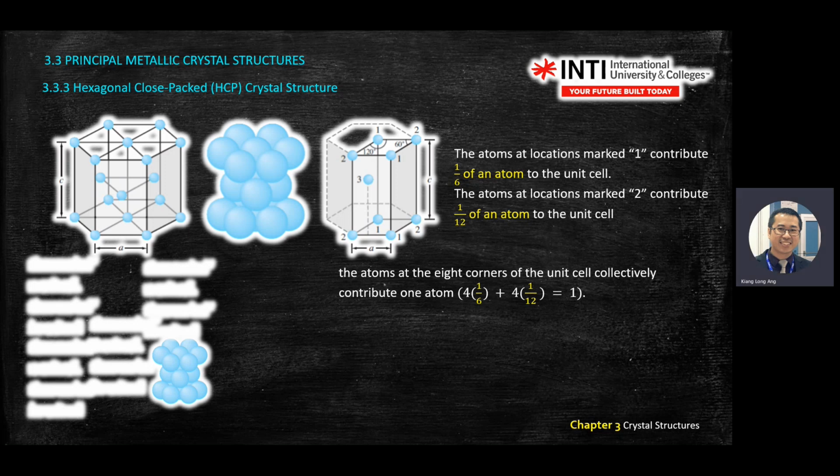This one you need time to imagine a little bit, right? You can try to play with your ping pong ball or snorkels, all right? Then only you can see whether it is 1/6 or 1/8. So how to count? You have 4, 1, 2, 3, 4, each 1/6. You have 1, 2, 3, 4, each 1/12. In total, you have 1 atom inside this long cube.